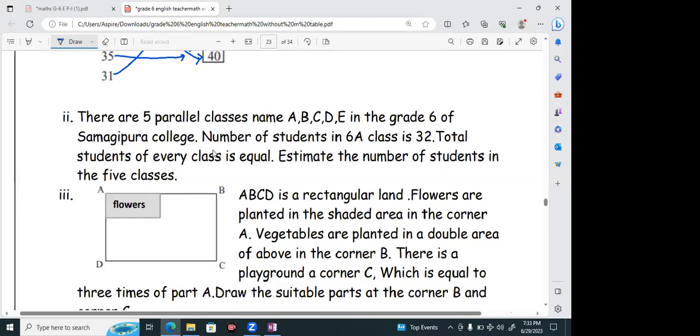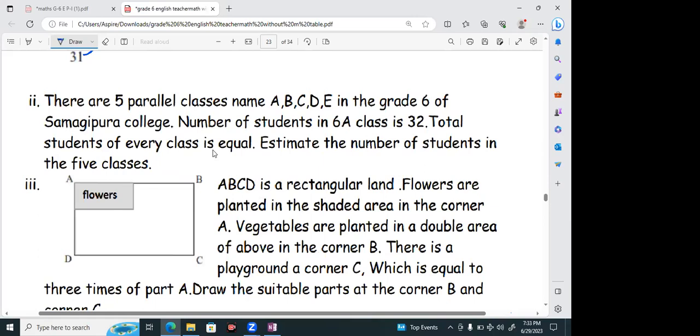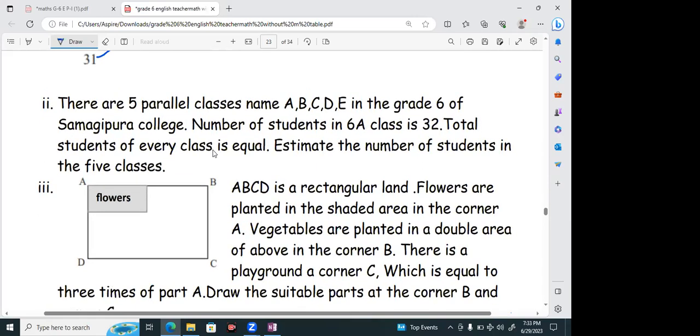Second question. Read the question carefully and tell me your answer.